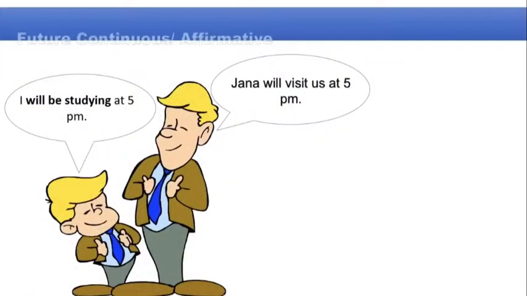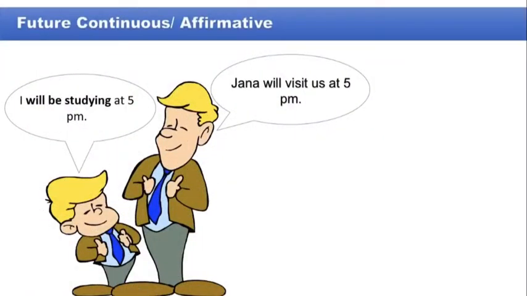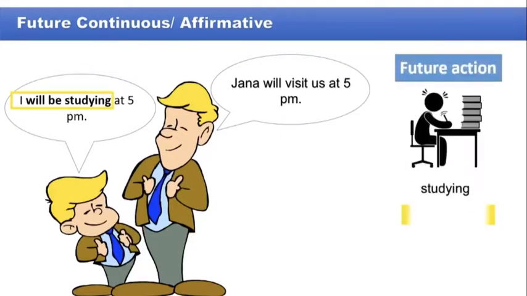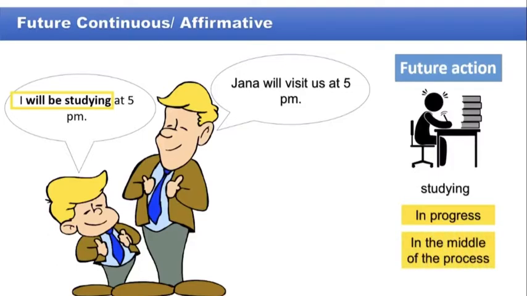Future continuous affirmative. Jana will visit us at 5 p.m. I will be studying at 5 p.m. I will be studying is a future action that will be in progress at that time. In progress means in the middle of doing something.